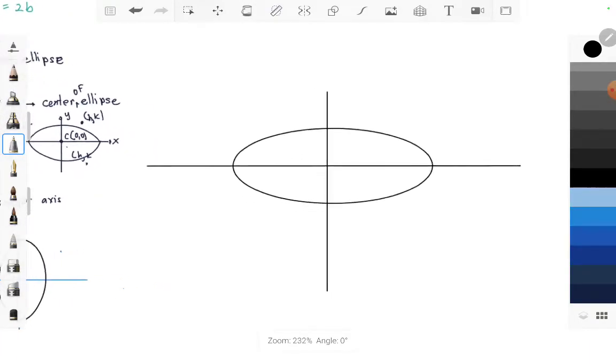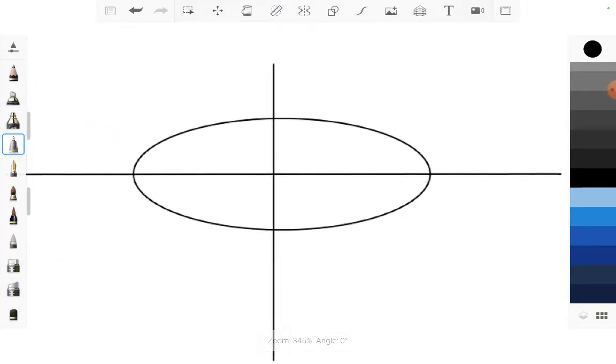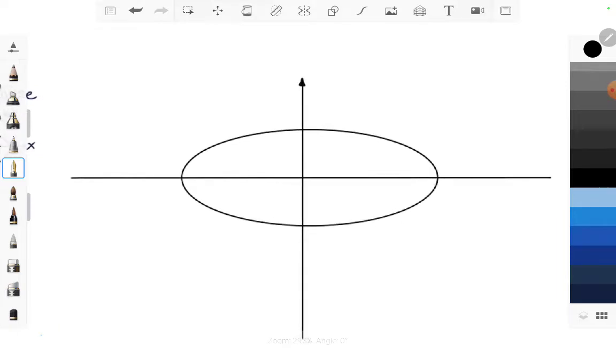Okay, so considering this horizontal ellipse, let us remember our parts of this ellipse. Okay, so we have our vertex. Let us consider this as my negative vertex, wherein I will have my negative a and 0, and my positive vertex, so I will have positive a and 0, and of course I have my co-vertex.